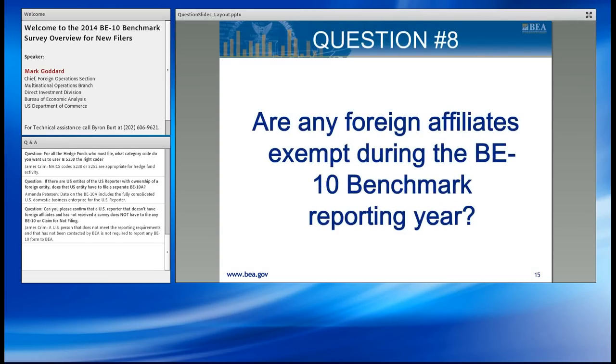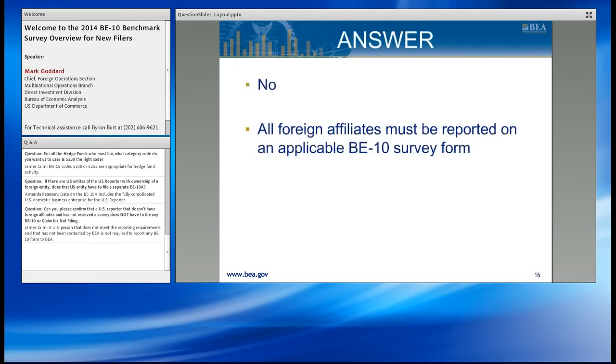Are any foreign affiliates exempt during the BE10 benchmark reporting year? No, all foreign affiliates must be reported on an applicable BE10 survey form.